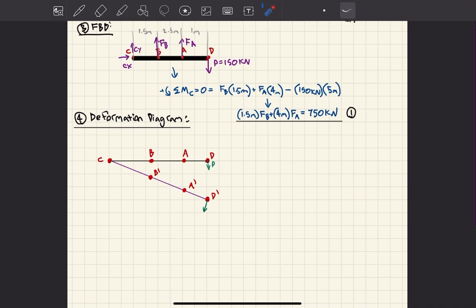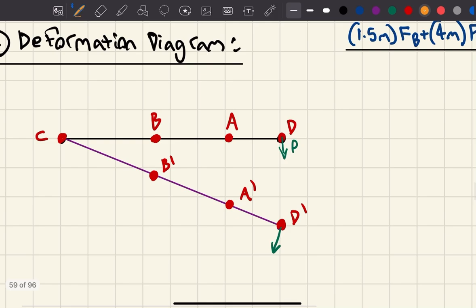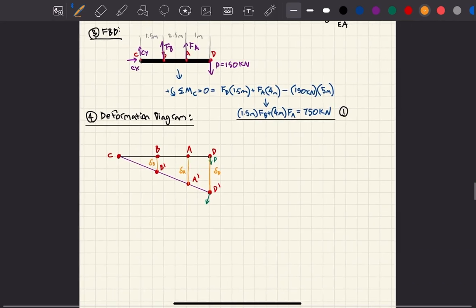Why am I drawing this? Well, what's the deformation? And this is extremely exaggerated, obviously. What's the deformation of each of these points, right? My deformation for point B would simply be deformation of B, right? This would be the deformation of A. This would be eventually what I want to find later on, the deformation of point D.